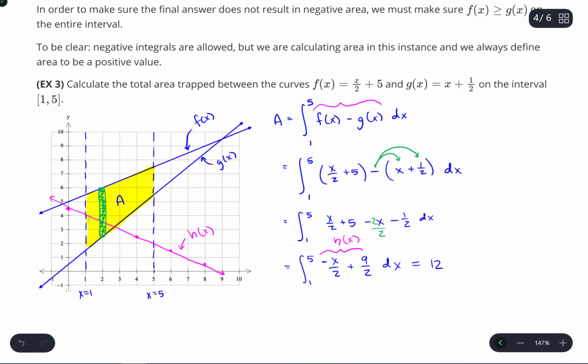So the total area under this curve is going to be the same area as the total area trapped between these two curves. And so that's effectively what we're doing, is we're transforming this region into a new function whose integral itself is equal to the area trapped between those two curves. That's effectively what's going on here.